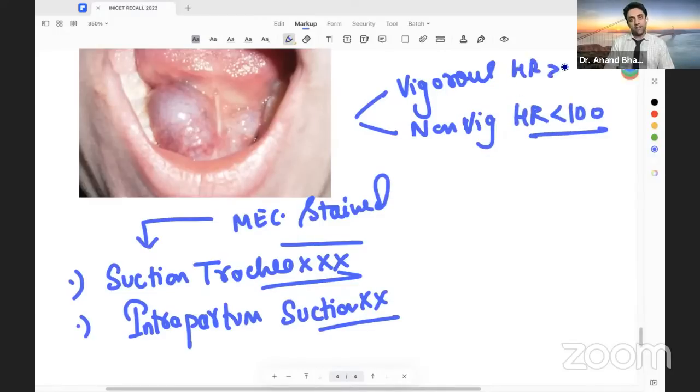Heart rate more than 100 is a vigorous meconium stained baby. In a case of a non-vigorous meconium stained baby, you will do bag and mask ventilation after the suction of the mouth and nose. I'll repeat again.